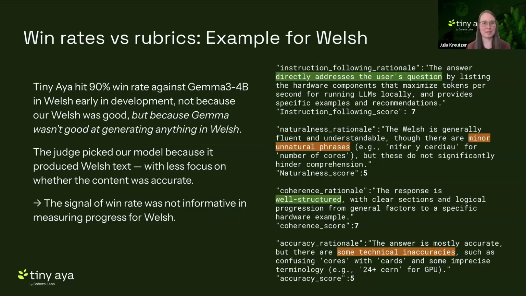So here's an example. We had this problem, for example, that you get a very easy win against Gemma in Welsh, but it doesn't help you at all, because we get a 90% score. So are we done with Welsh? Probably not. Rather, if you look at these absolute scale judgments, for example, for instruction following, you get, okay, directly assesses the user question, good. You get a score of 7. And then for naturalness, you still get some minor unnatural phrases, so there's still room for improvement. You get a score of 5. For coherence, it's fine. For accuracy, again, there are some technical inaccuracies, so you know there is room for improvement in terms of naturalness and accuracy. You wouldn't have that signal at all if you just went with the win rates.